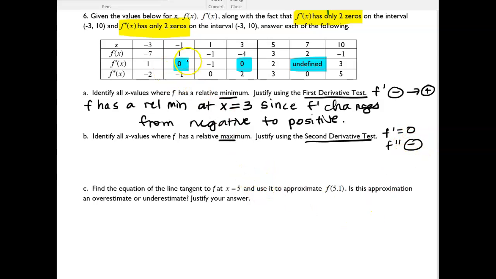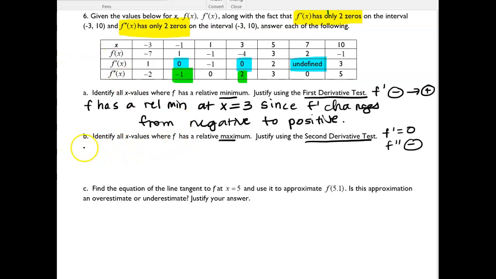So double check here at that same point we looked at before. I see that f prime is 0, and I see that my f double prime is negative. At my other zero, I see that this is positive, which would confirm what we said in A, that this is a relative min. We cannot use second derivative test where our first derivative is undefined. So those are the only 2 possible points we'd be looking at.